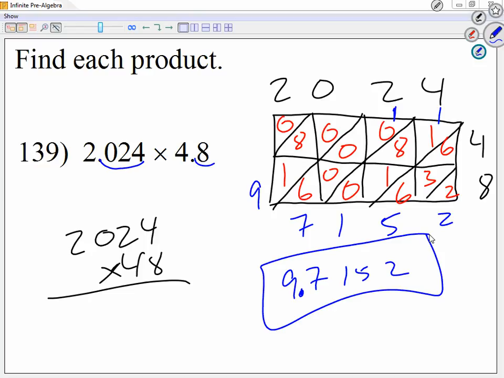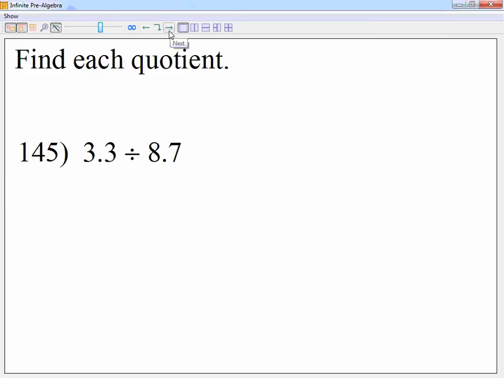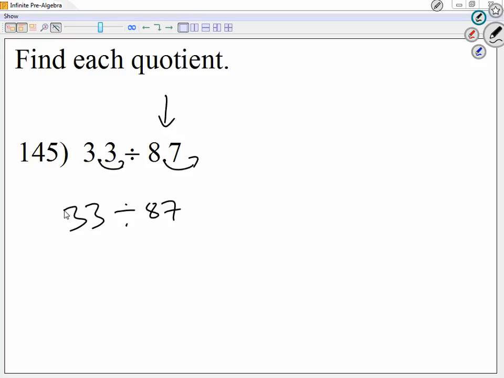Any questions up until 144? No? All right, let's take a look at 145. The second number should not have any decimals. I don't care about the first one. I look at the second one. I need to move the decimal point 1 place to the right, so do the same on the first one. So I have 33 divided by 87. Once again, the second number should not have any decimal point. So I'm going to go 87 divided into 33.